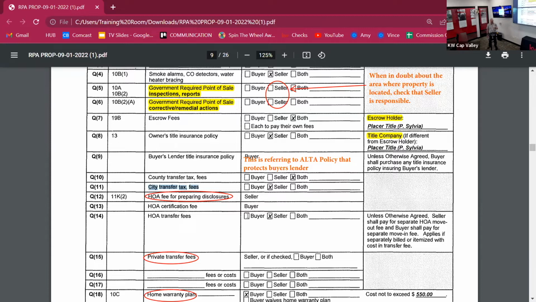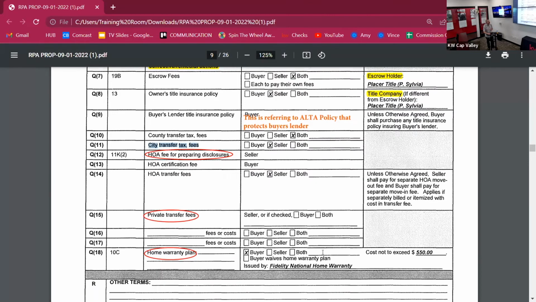Calculation right now is 0.00275 times the purchase price. That gets you the city transfer. And if anybody does the numbers, you'll see it is substantially higher. It defaults to seller is paying the fee, preparing HOA disclosures. Buyer pays any HOA certification fee, HOA transfer fee. I always check the seller's paying.